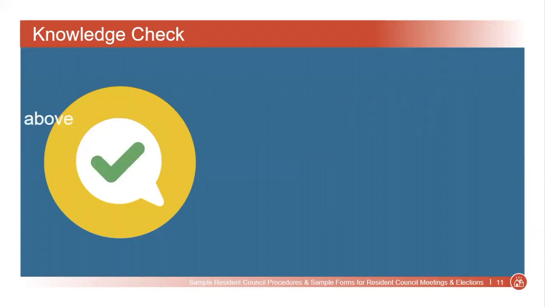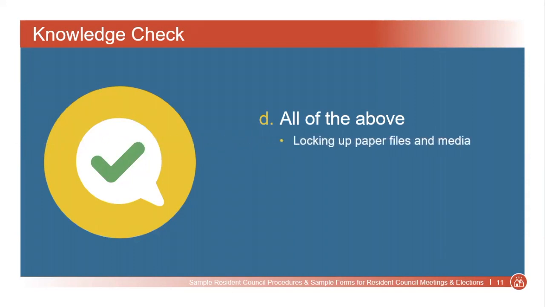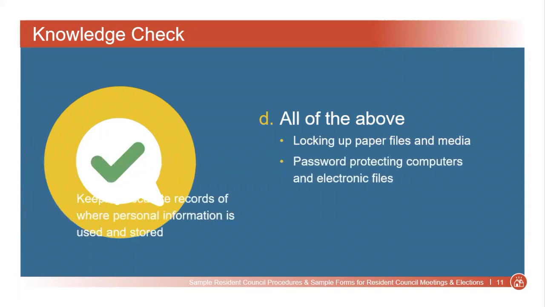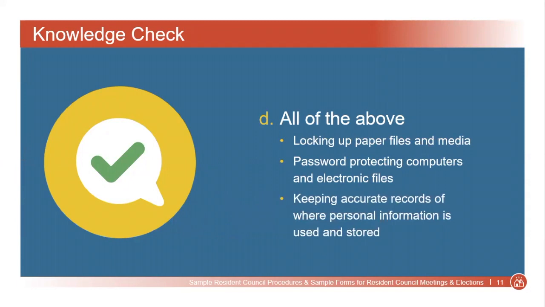If you answered D, all of the above, you got it right. The steps you take to safeguard information will depend on how the resident council stores the information. Paper files and media should be locked up, electronic systems should be password protected, and the resident council should have accurate records of where information is stored.